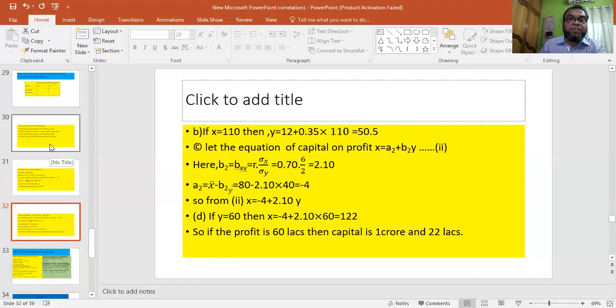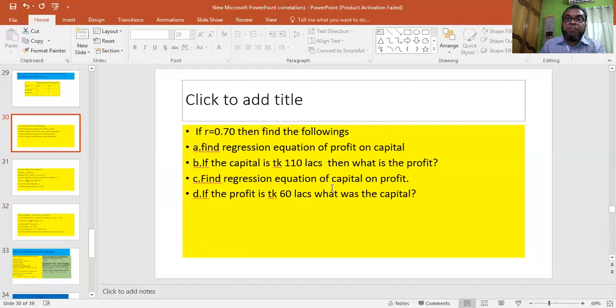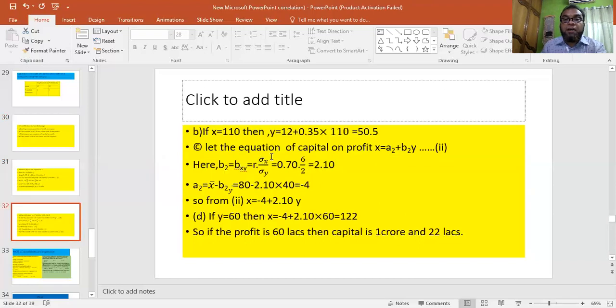C. Find the regression equation of capital on profit. That is reverse. In the previous one, it was the regression equation of profit on capital. Now this is the regression equation of capital on profit, that is x on y. So the regression equation of x on y is x equal to a2 plus b2y.